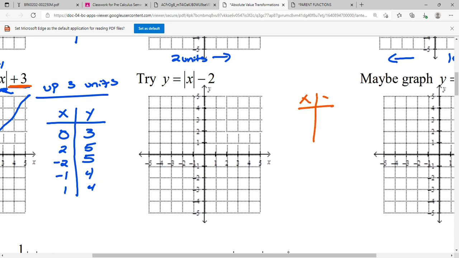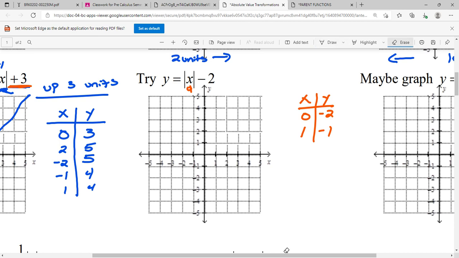X and our Y. This is the absolute value of X minus 2. So if X is 0, 0 minus 2 would be negative 2. If X was 1, 1 minus 2 would be negative 1. All right, let's plot those real quick. So we've got 0, negative 2. So X is 0, Y is negative 2. 1, negative 1, right there.